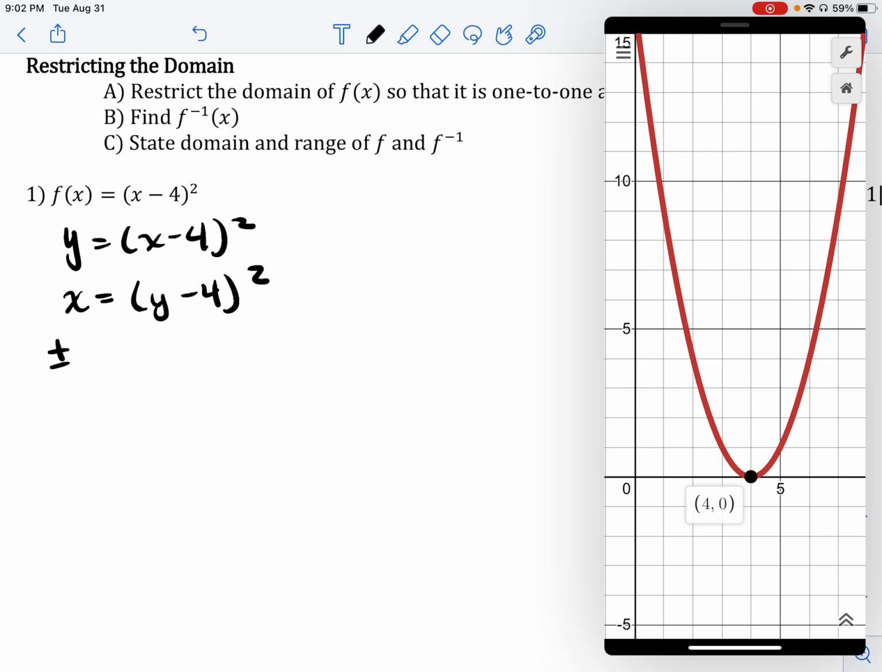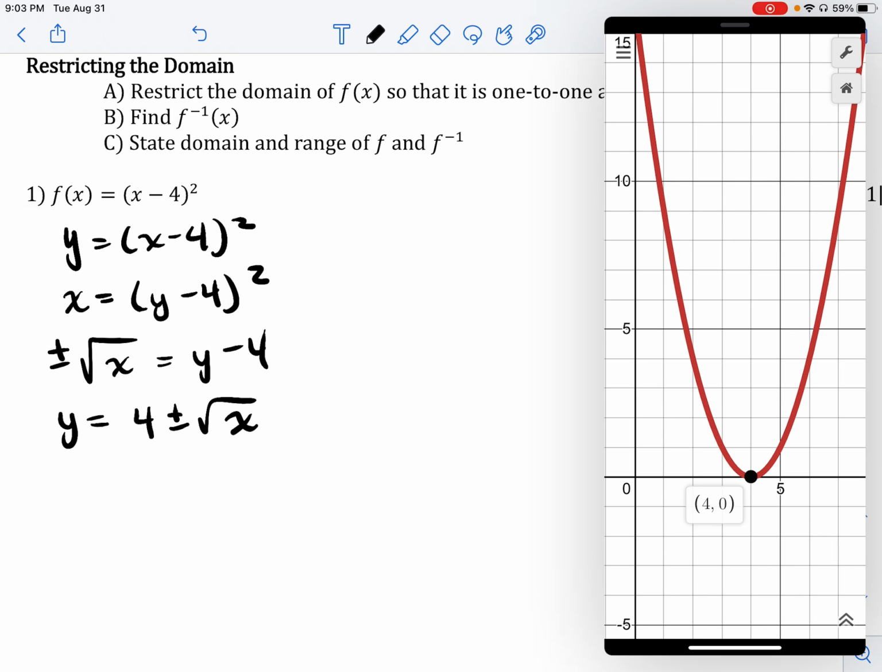So then if I take the square root of both sides, this left side is the plus or minus root x, and this right side is y minus 4, in which case y is equal to 4 plus or minus root x. Notice we've got two different functions here, and the one that we're going to use will depend on which domain restriction we choose.